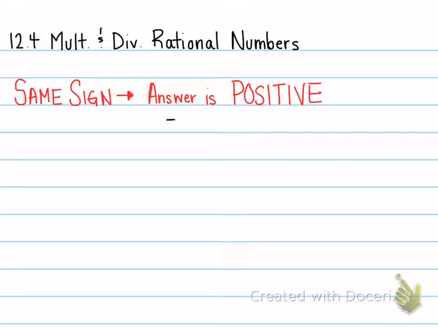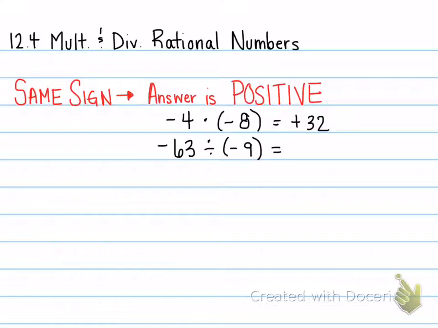So if I give you -4 times -8, the answer would be positive 32. If I give you -63 divided by -9, the answer is positive 7.